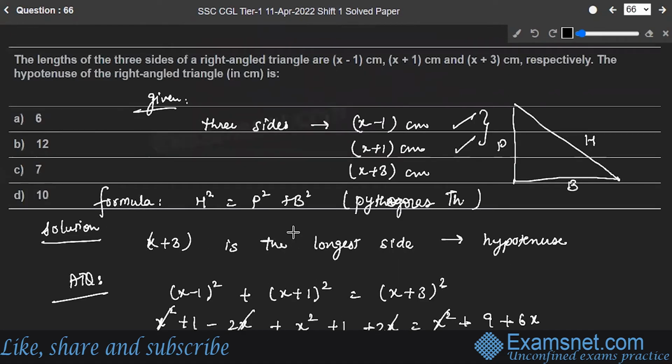So option D is the correct answer, right? I hope you're clear with this question. Let's move to the next question.